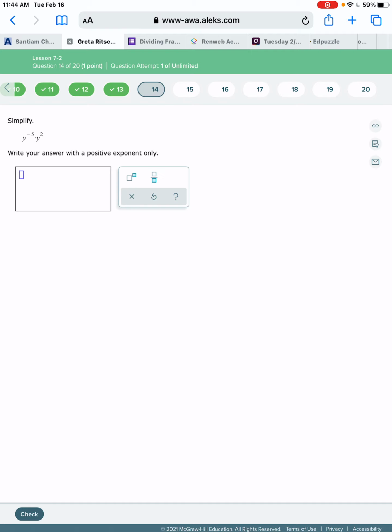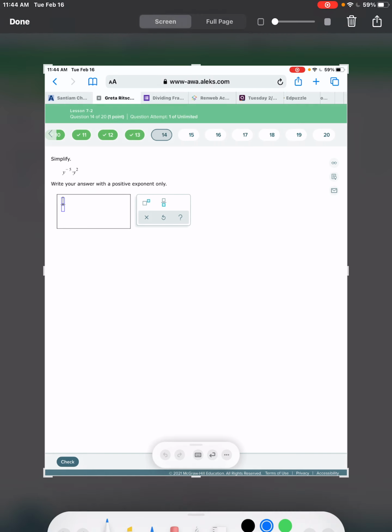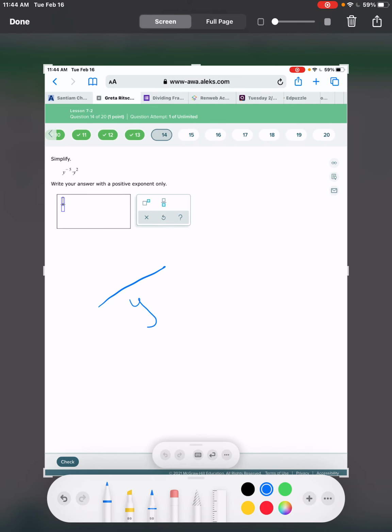y to the -5th times y to the 2. But look what happens when we do this. y to the -5th is very unhappy, and so we're going to send it to live in the bottom of the fraction where it is now happy. y squared is on top, where it can now do some canceling with the y to the 5th in the bottom. And so we have 2 minus 5, which is -3, so y to the 3rd is left on the bottom of a fraction.